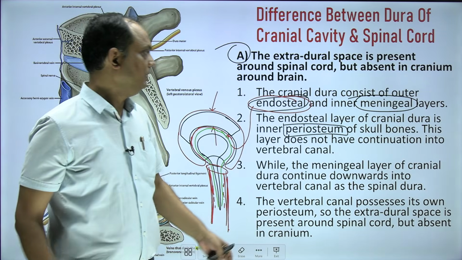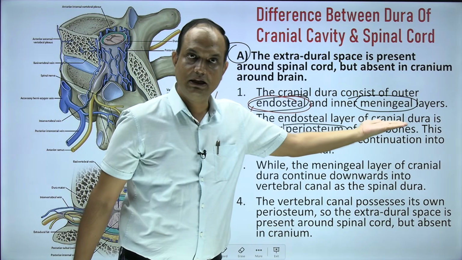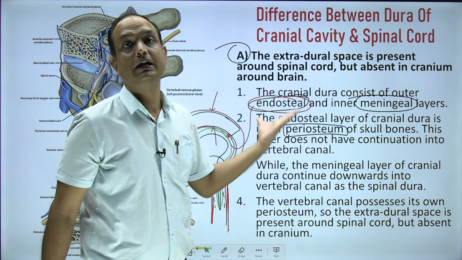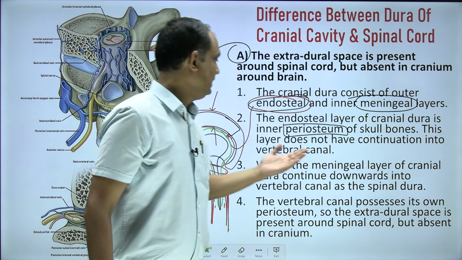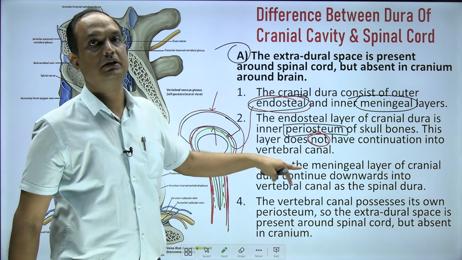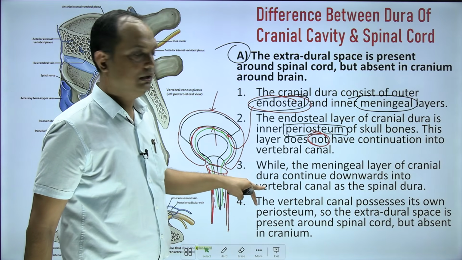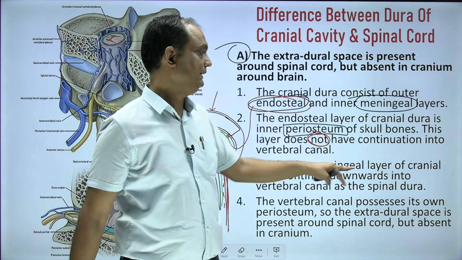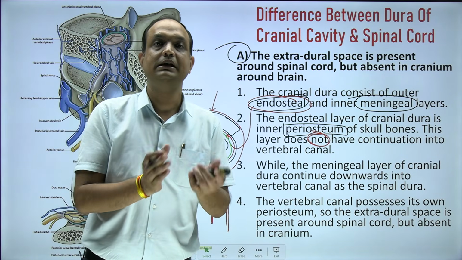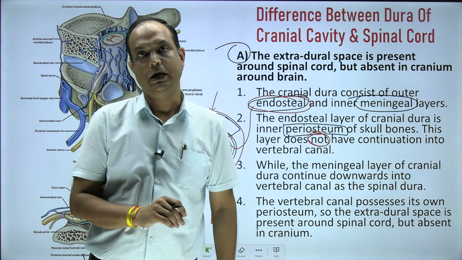So again I will read it out that the cranial dura consists of an outer endosteal and an inner meningeal layer. The second reason is the endosteal layer of cranial dura is forming the inner periosteum of the skull bone, and this layer does not have any continuation in the vertebral canal. So the meningeal layer of the cranial dura continues downward into the vertebral canal as the spinal dura. So if I ask you spinal dura is a continuation of, the answer is the meningeal layer of cranial dura.